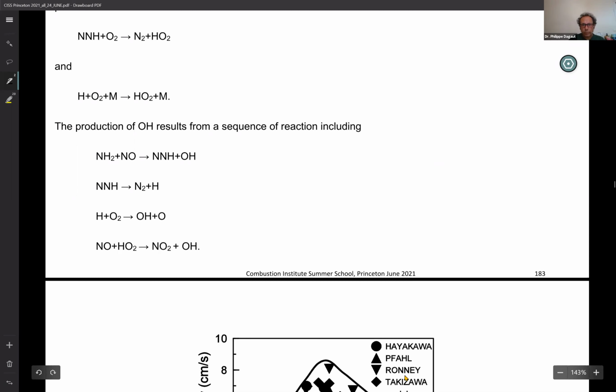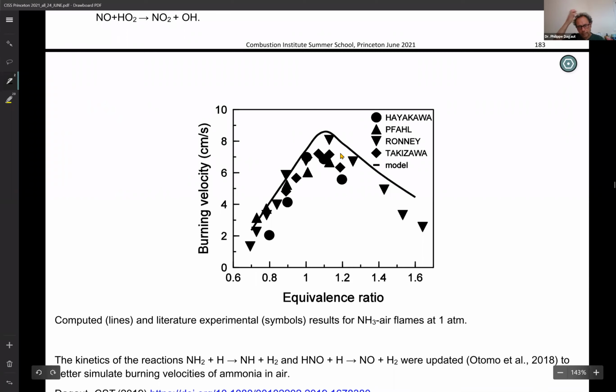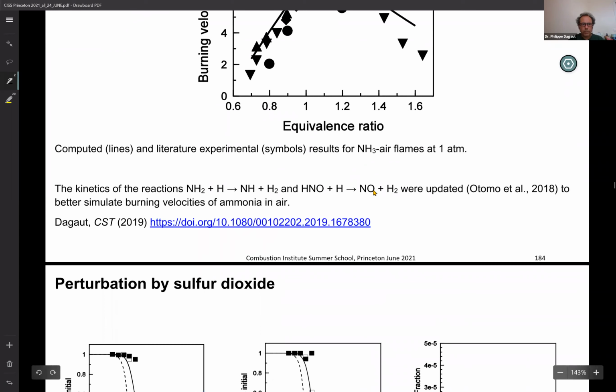And we also considered the data on the burning velocity taken from the literature. Our mechanism represents the data reasonably well. It's on the upper side. The kinetics of the reactions NH2 plus H giving NH plus H2, and HNO plus H giving NO plus H2, were updated in order to improve the modeling here.